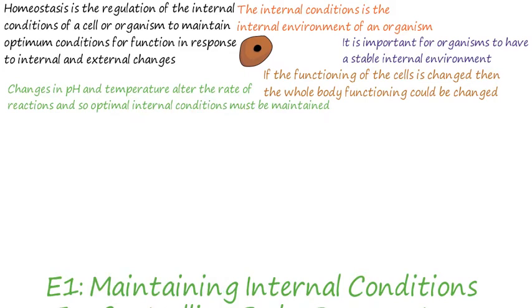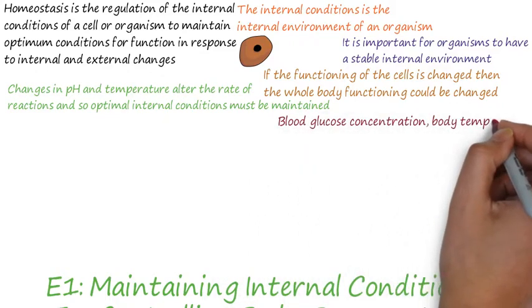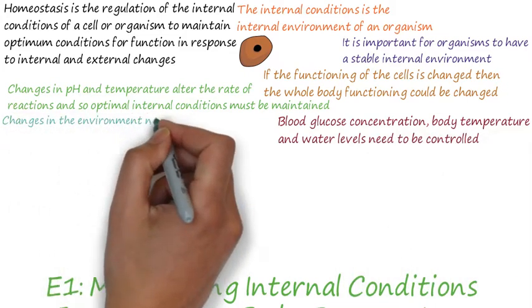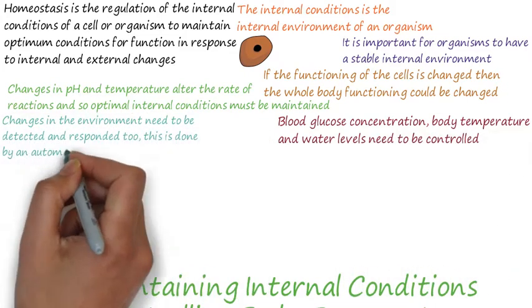As we know, changes in pH and temperature can alter the rate of certain reactions, and so it is essential for us to be able to maintain optimal internal conditions when changes take place. In the human body, the following things are controlled: blood glucose concentration, body temperature, and water levels.